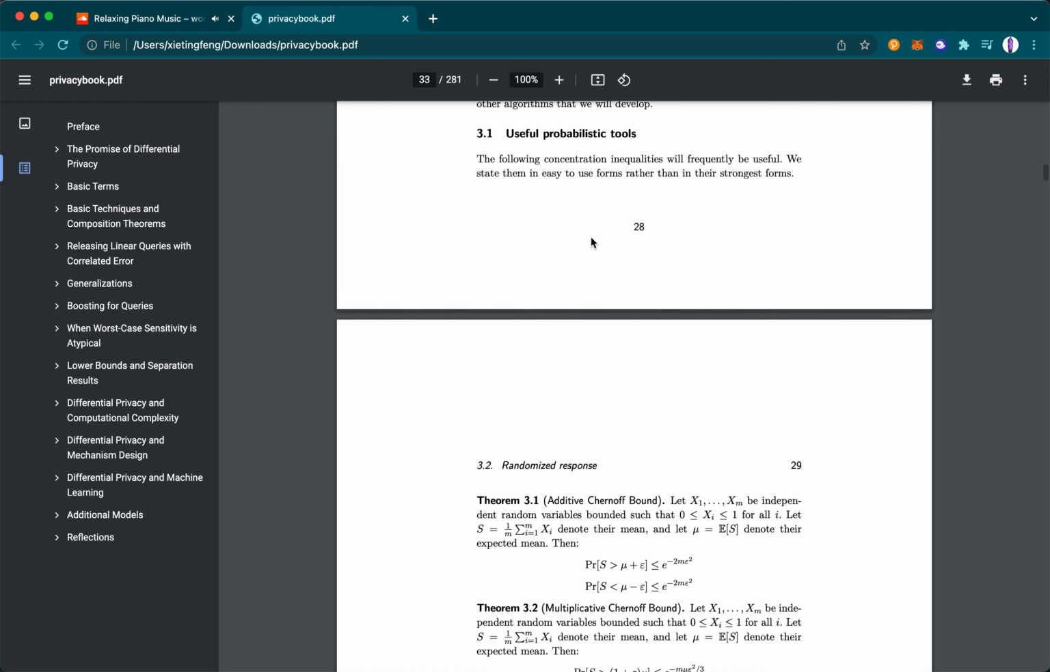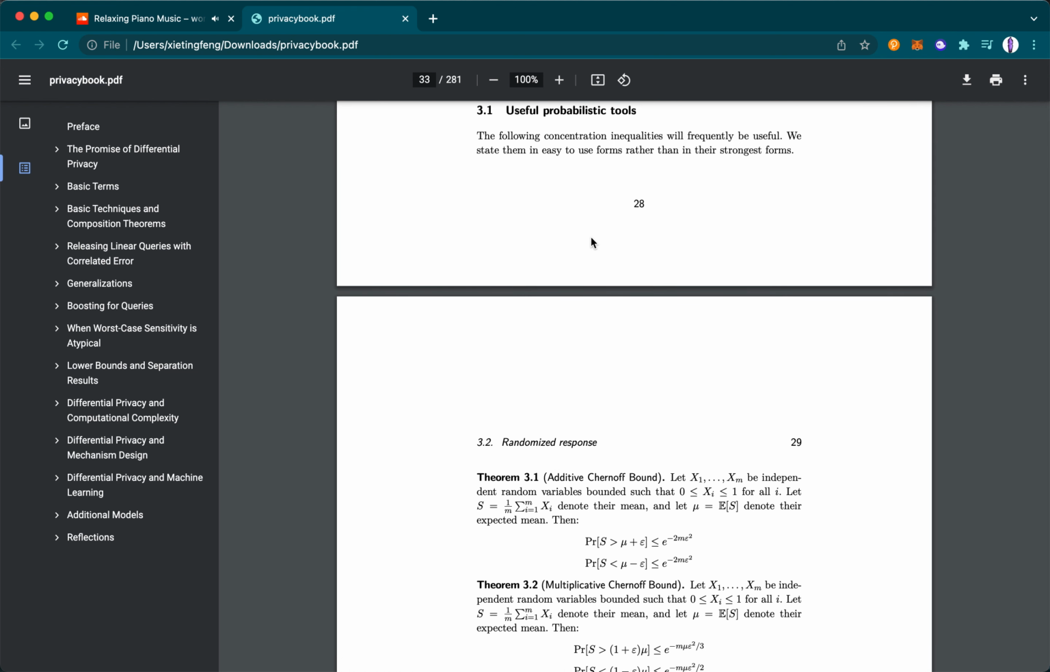The following concentration inequalities will frequently be useful. We state them in easy-to-use forms rather than in their strongest forms.